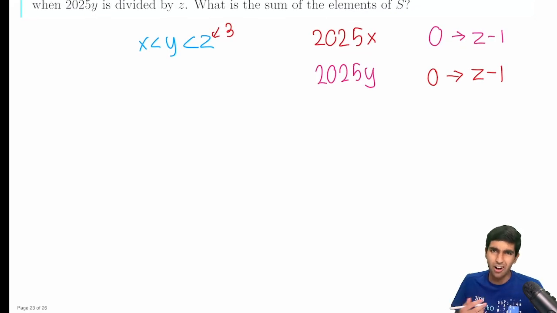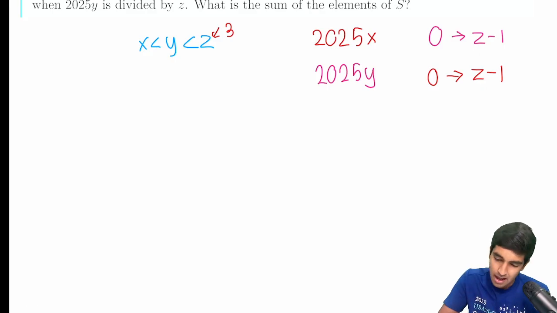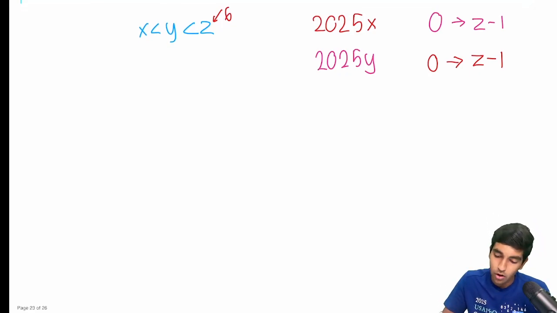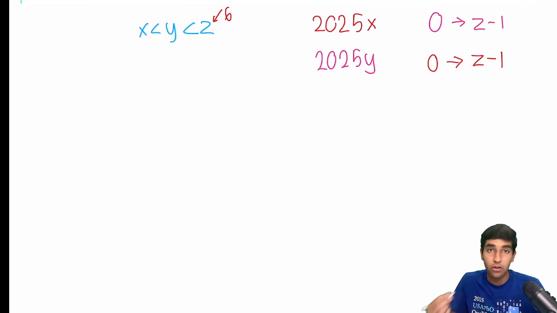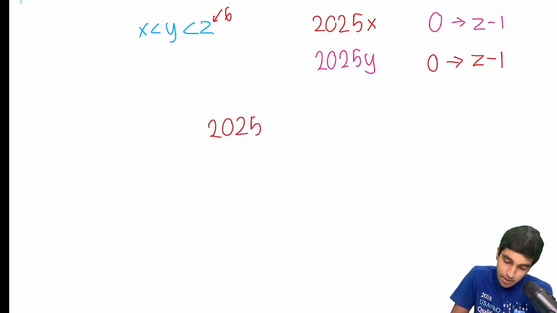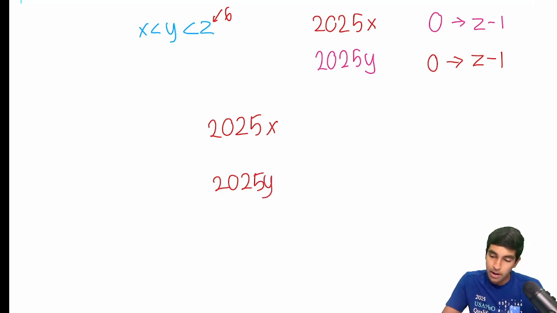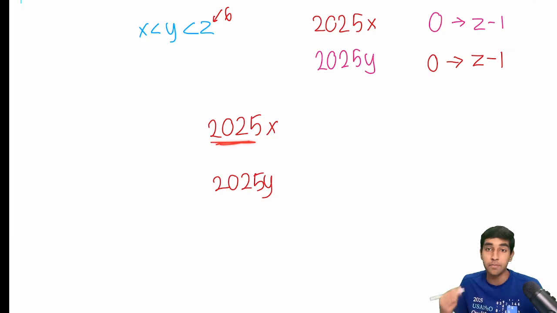So let's explore a concrete example just to get the feel for it. And maybe z equals 3 is too small now that I think about it. Let's try z equals 6, just randomly, right? Let's say we pick x equals 2 and y equals 3. So we have 2025x and 2025y. First of all, we're looking at the remainder when this is divided by 6. So we really only care about 2025 mod 6. Same thing here. We don't care about the multiple of 6 part of this.